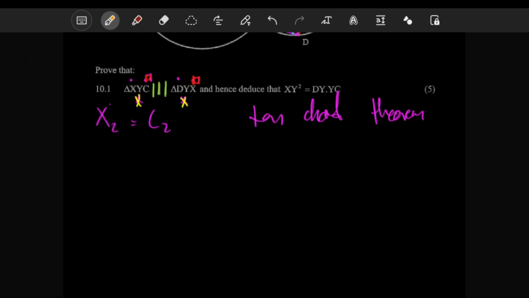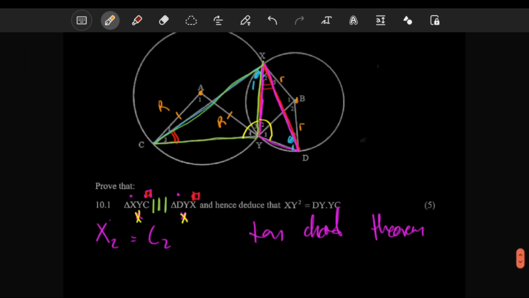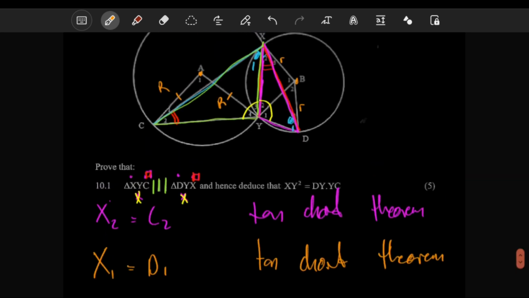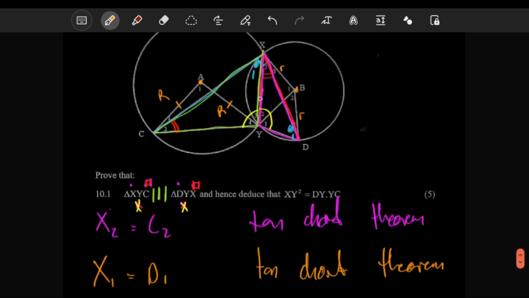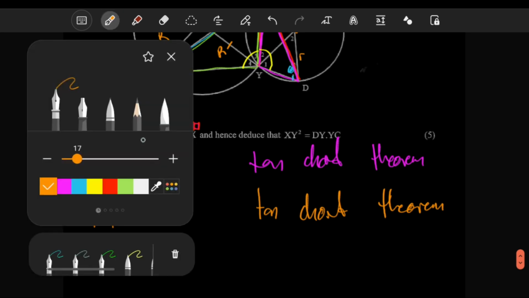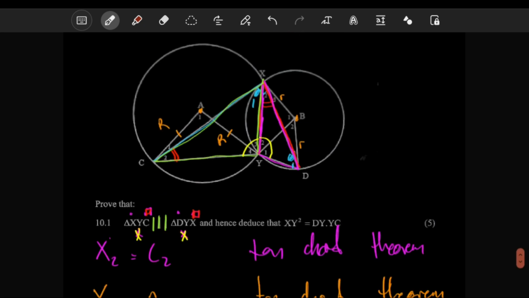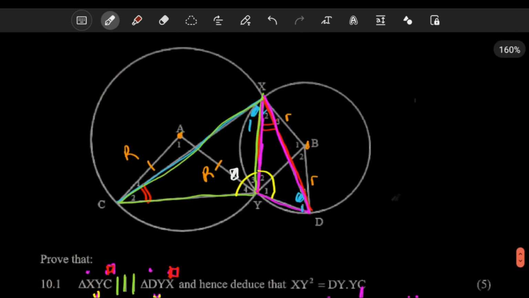And then what else do we need? Oh, we said x1 is equal to d1, tan chord theorem as well. X1 is equal to d1. The reason is tan chord theorem. I feel like this proof is actually quite easy. And then lastly, these and this being equal, you can literally say they're equal to each other because of interior angles of a triangle. Because anytime you've proven that at least two pairs are equal, for the third ones you can just use the law of interior angles of a triangle and say they're equal because of that.